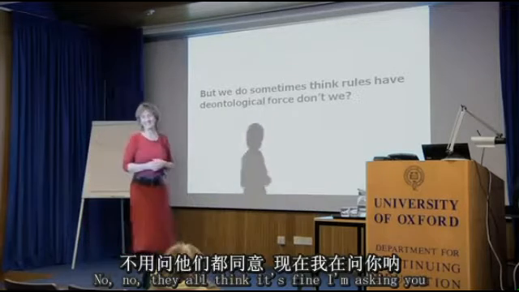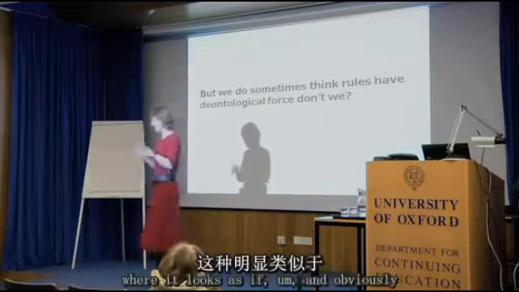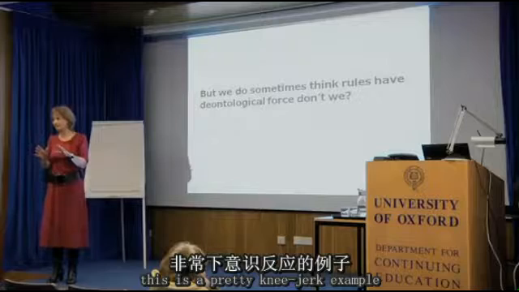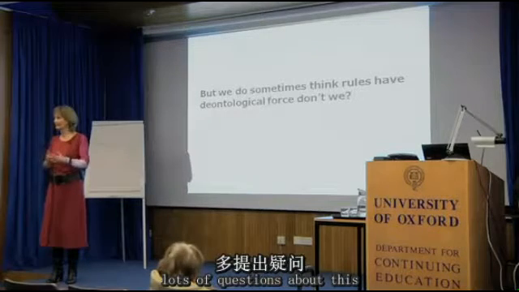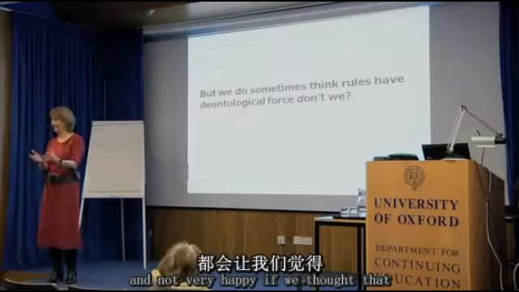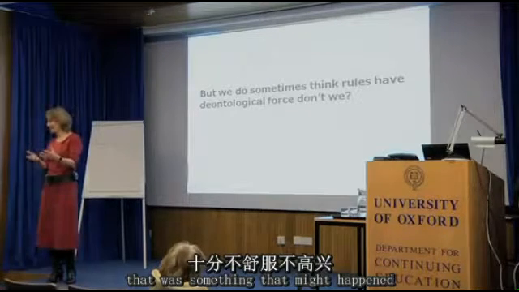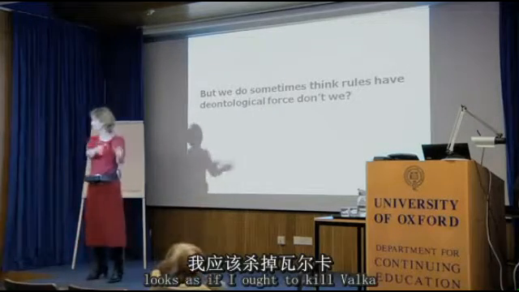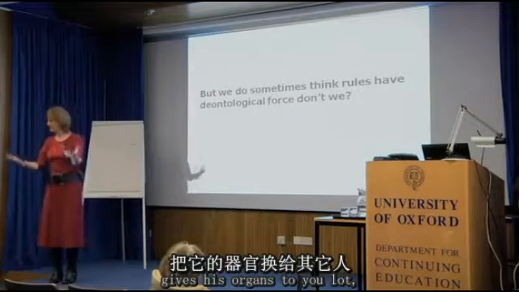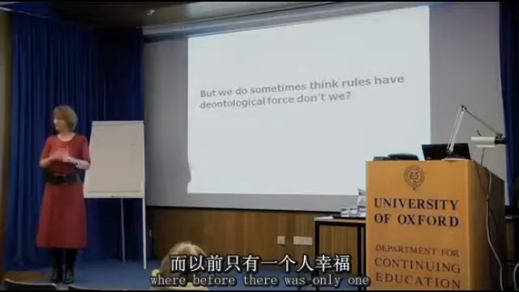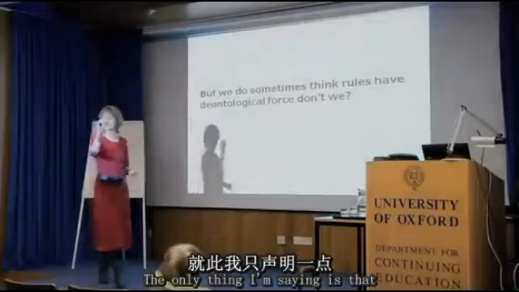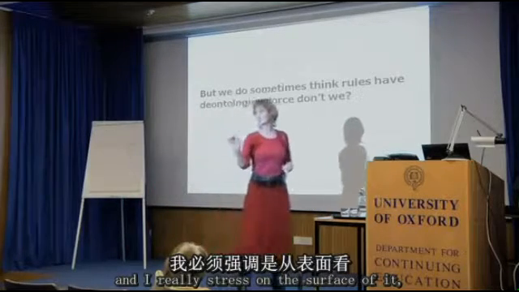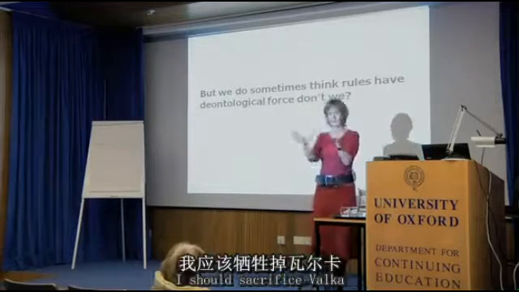Okay, again, we've got something where it looks as if, and obviously this is a pretty knee-jerk example, and we need to ask lots more questions about it, because actually we'd all feel pretty uncomfortable if we thought that that might happen at any moment, isn't it? But on the surface of it, it looks as if I ought to kill Volker and give his organs to you lot, therefore producing six healthy people where before there was only one. It's one against six, and the utilitarian, on the surface of it, looks as if they're going to answer, I should sacrifice Volker.